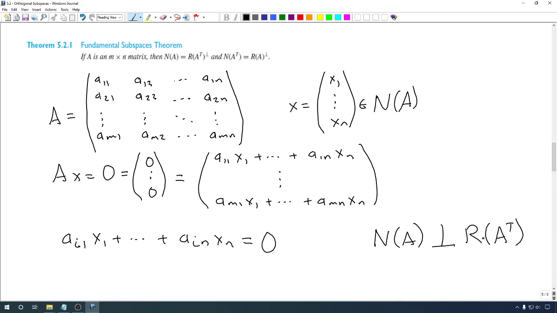Now, that doesn't immediately mean that the null space is the orthogonal complement of the row space. It just means that some of the vectors that are orthogonal to the row space are in the null space. The null space is a subspace of the orthogonal complement. But we need to show that the null space is in fact the entire orthogonal complement.